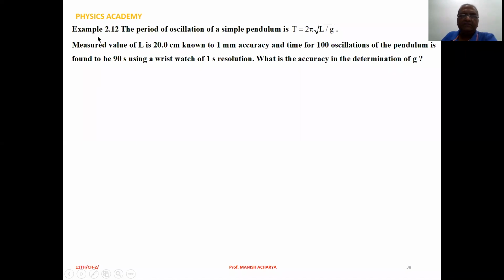Next example, 2.12. The period of oscillation of a simple pendulum, that is T equal to 2 pi under root L by g. The measured value of L, that is 20 centimeter, known to 1 millimeter accuracy, and the time for 100 oscillations of the pendulum is found to be 90 seconds using a wristwatch of 1 second resolution. What is the accuracy in determination of g?